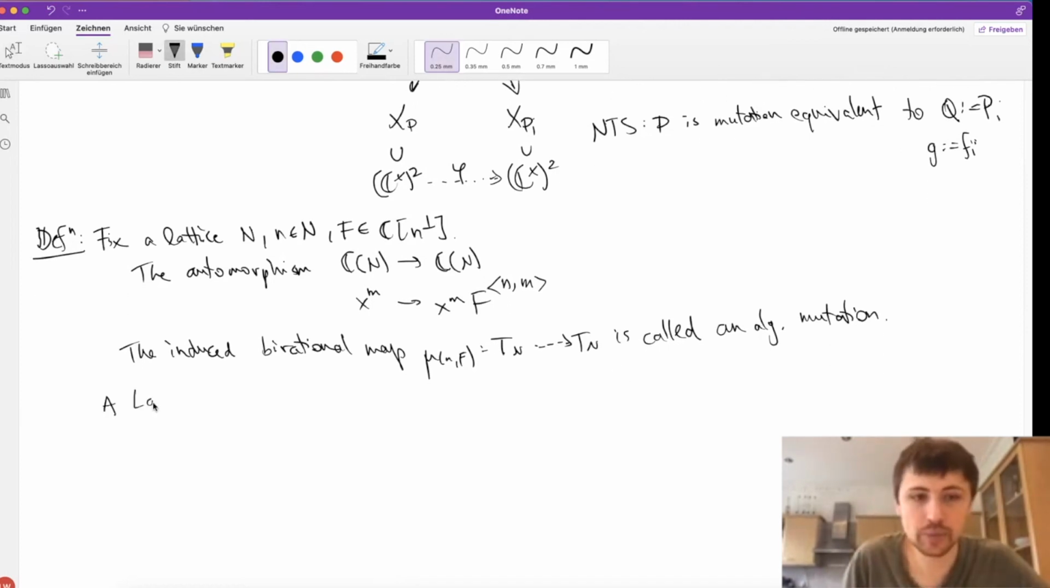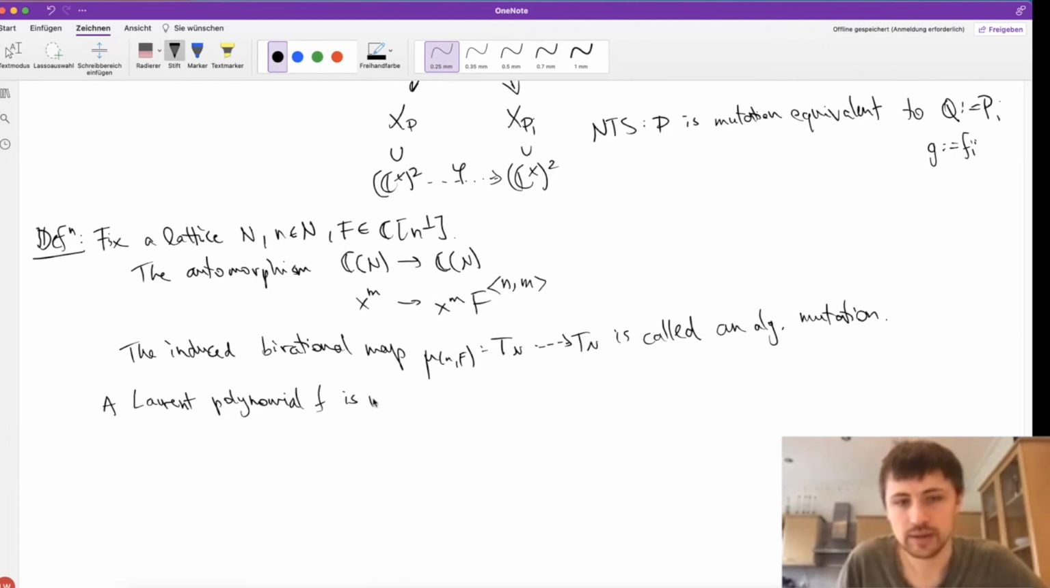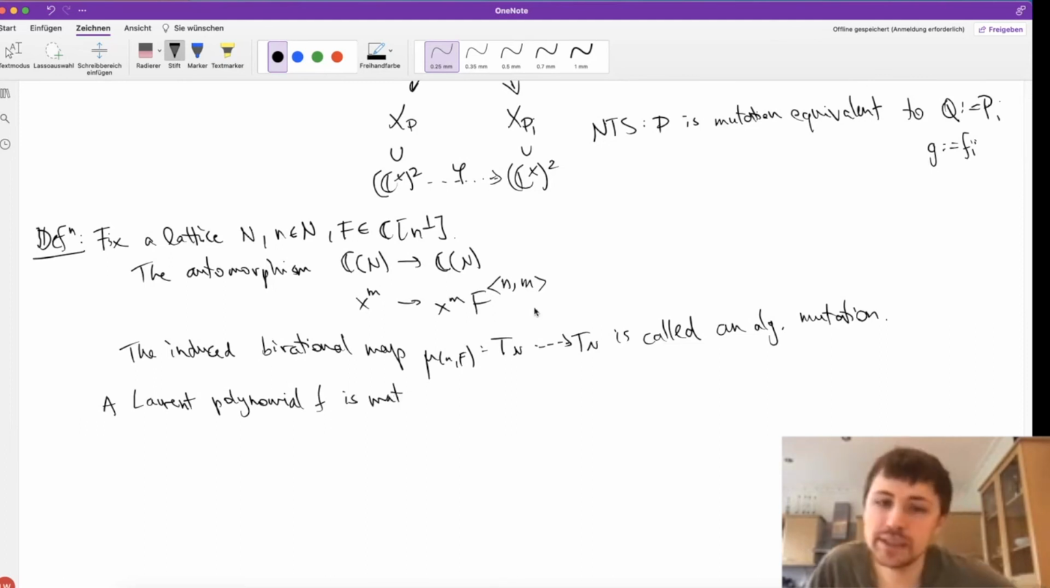And if I take a Laurent polynomial f, I could ask, well, what happens if I pull back f along this map? In general, if you pull back a Laurent polynomial via a birational map, you just get some rational function. But if it turns out you do get a Laurent polynomial again, then you call this Laurent polynomial mutable. So it's mutable with respect to mu u f.